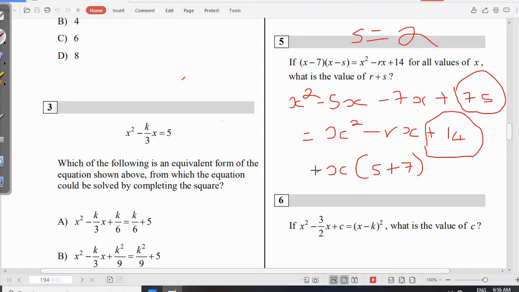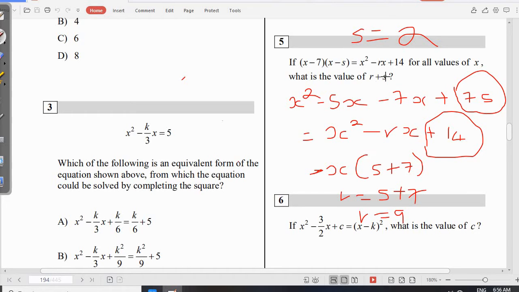That's the reason why I'm keeping it as minus x outside, because you see this one is minus x times r. So from what you're seeing, r is equal to s plus 7. This r here is equal to s plus 7 because minus x is minus x here. So we have r equal to s plus 7, and we know that s is 2, so r is equal to 9.